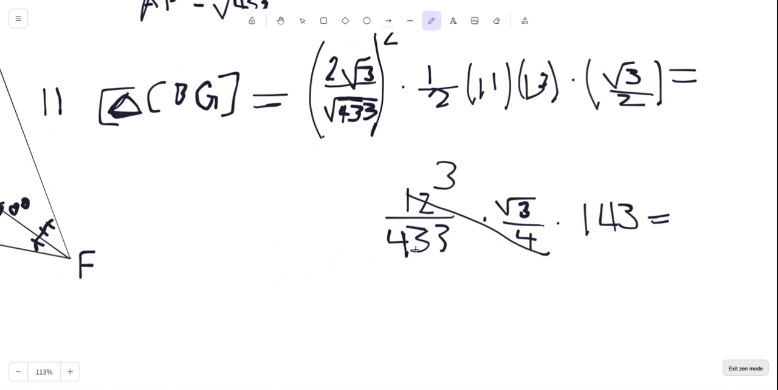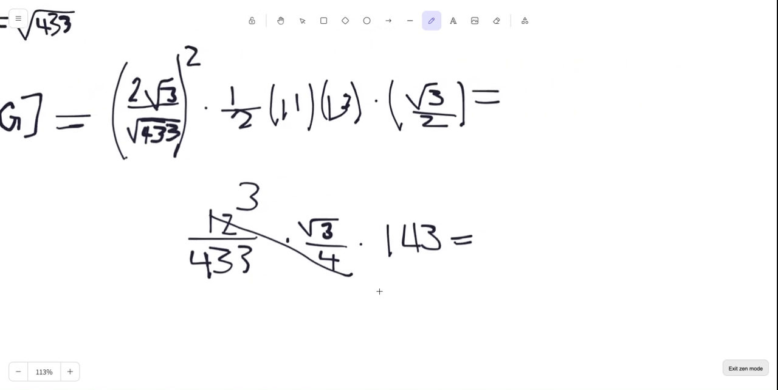Is 433 divisible by 13 or 11? Well, if you subtract 13, you get 420, which is not divisible by 13, so it's not. Its alternating sums do not equal 7. Okay, so meaning this is relatively prime to this, so we can simplify to get 429 over 3 over 433.